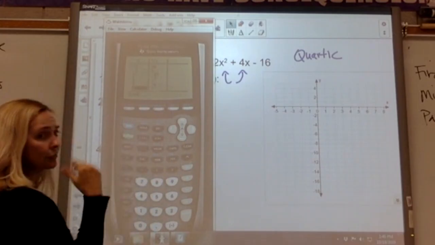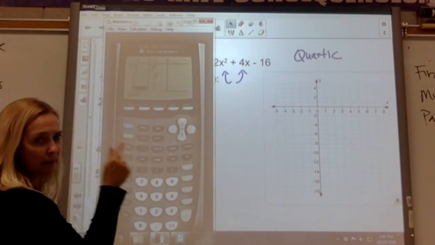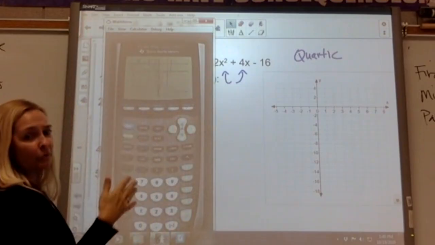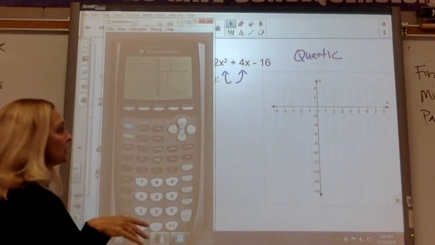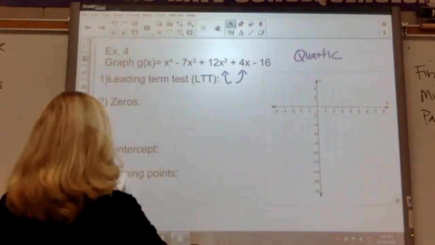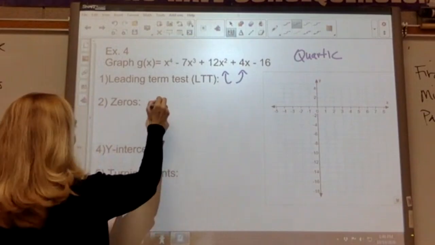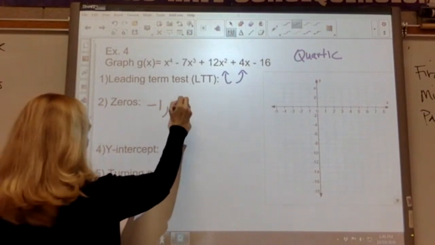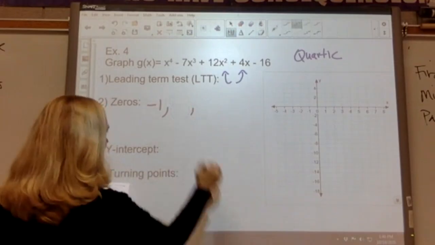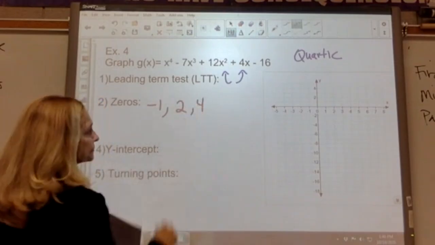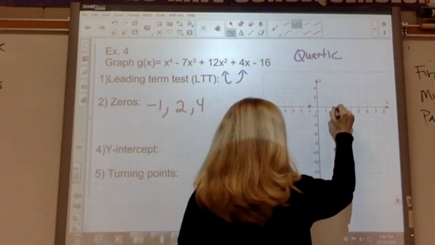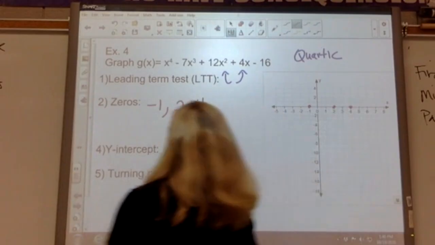So I don't have to do left, right, guess, and all that stuff. I can just eyeball it and know, yes, that's it. If you think that it's right on it, I would double check in the table, and if it is, then just go ahead and write that down and move on to the next one. So the zeros are -1, +2, sorry, and +4. All right. So -1, 2, 4.